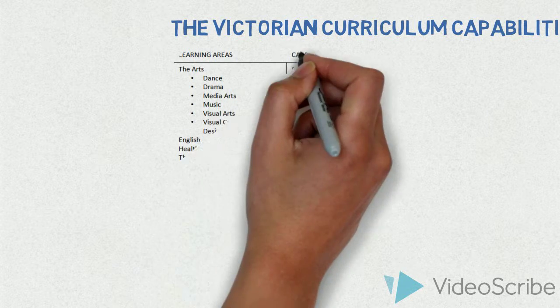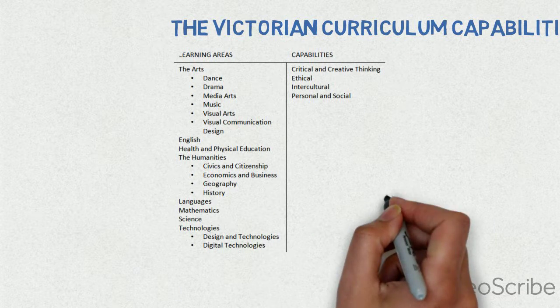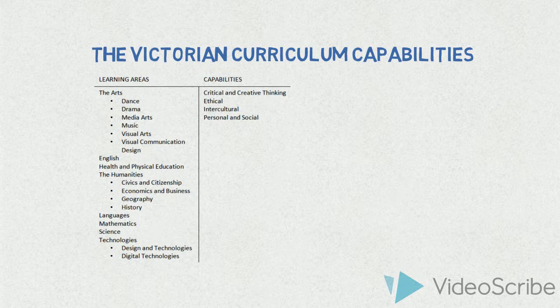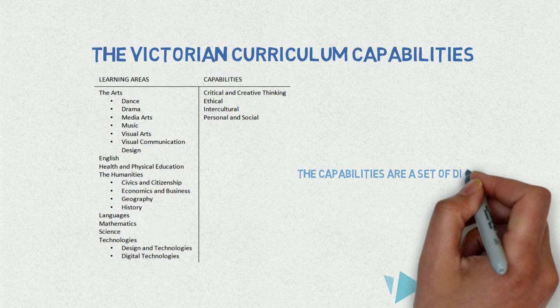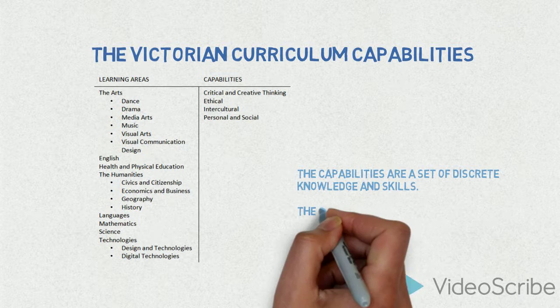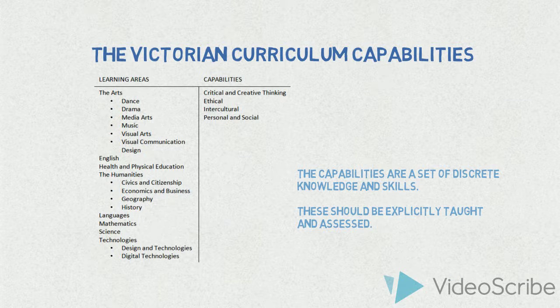The Victorian curriculum is broken down into 8 learning areas and 4 capabilities. The capabilities are a set of discrete knowledge and skills. These should be explicitly taught and assessed.